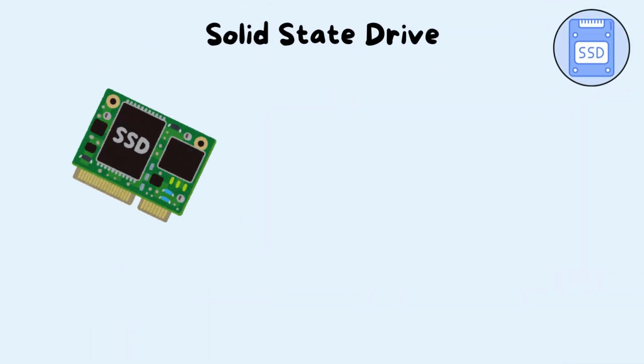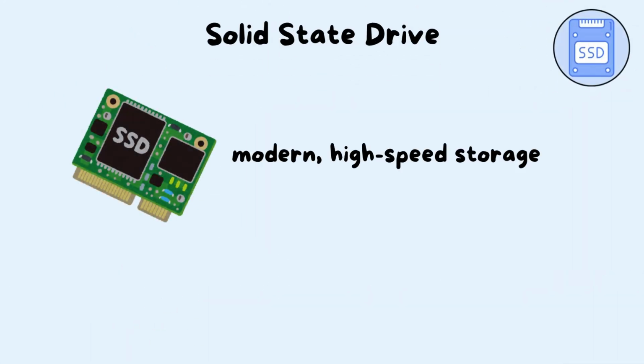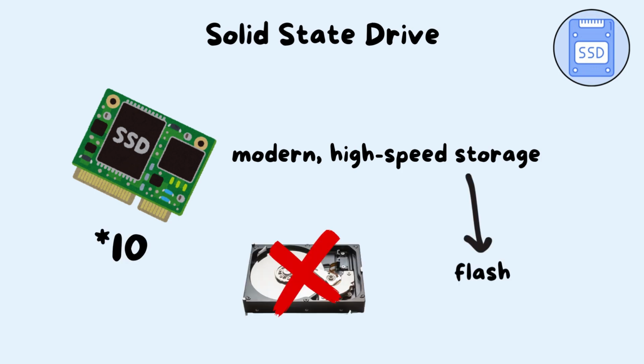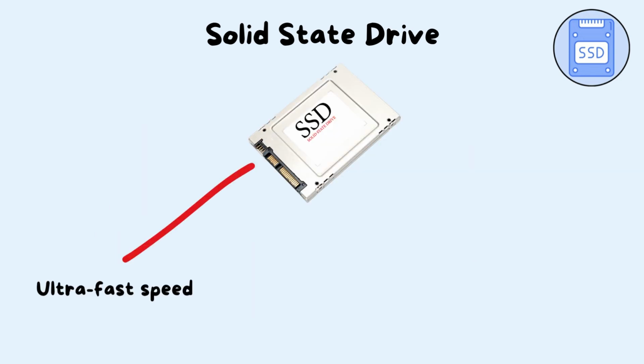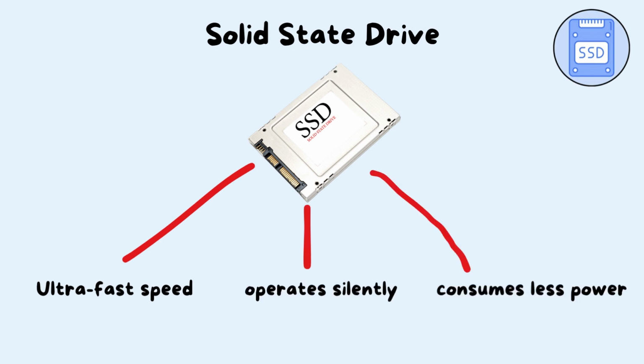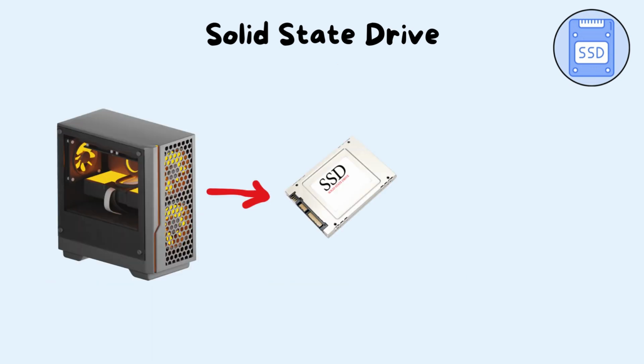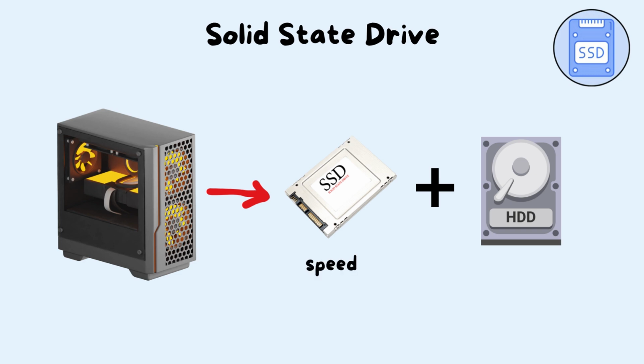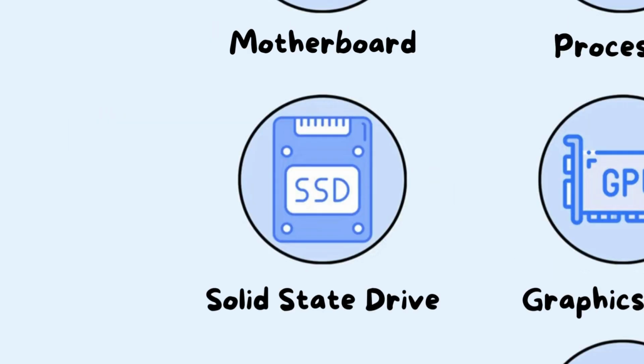Solid-state drive. The SSD is a modern, high-speed storage device that uses flash memory instead of spinning disks. This makes it tens of times faster than a traditional HDD. It delivers blazing fast system and application load times, operates silently, consumes less power, and is more durable since it has no moving parts. It can be used alone or alongside an HDD to balance speed and large storage capacity.